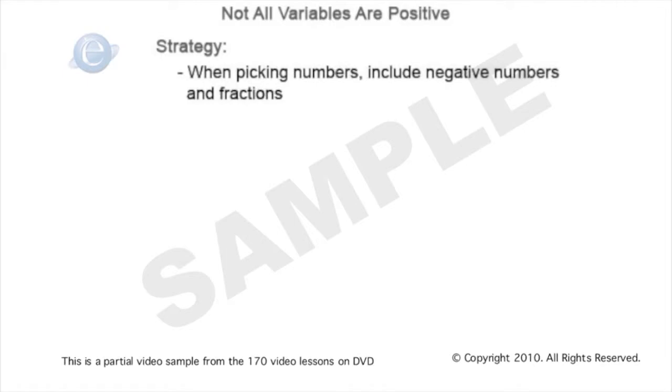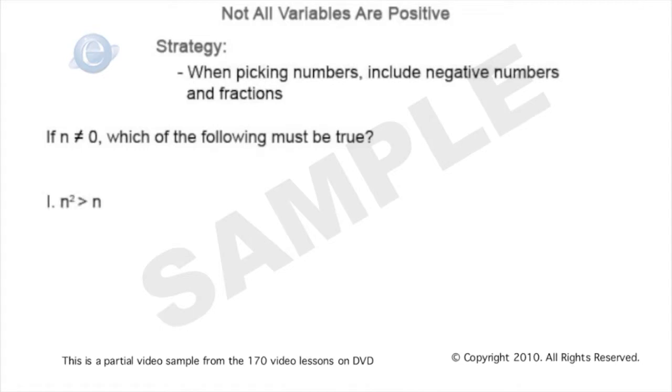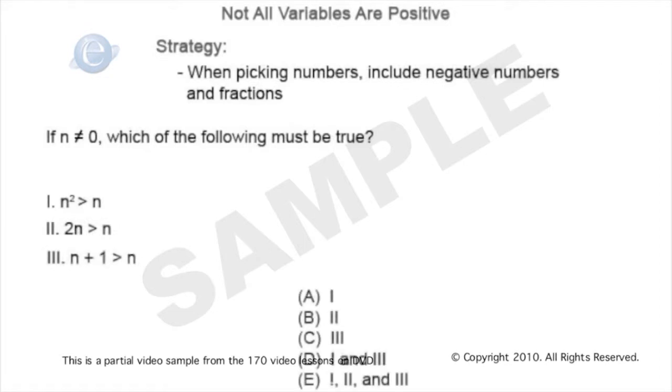Our example tells us, if n is not equal to 0, which of the following must be true? n squared is greater than n, 2n is greater than n, or n plus 1 is greater than n. Let's take a look at Roman numeral 1, n squared is greater than n. If n is equal to 2, then 2 squared, which is 4, would be greater than 2. 4 is greater than 2, that's true, but it's a positive number.